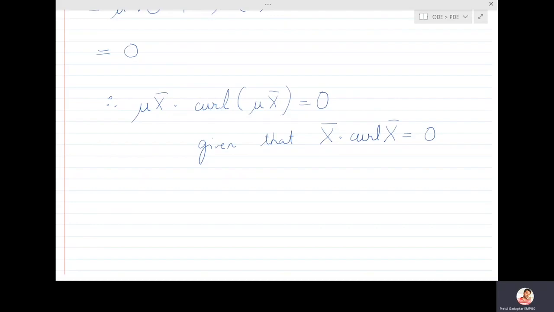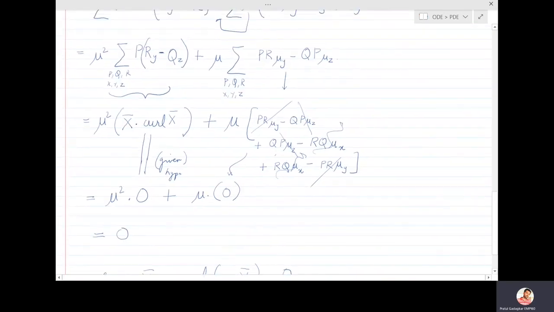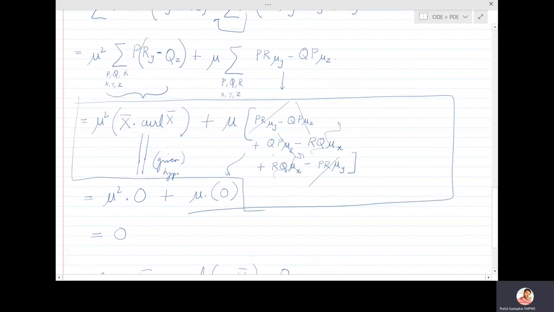Okay. Now, how do we prove the converse of this particular theorem? What is the converse? Now observe this particular step. This particular step will help you give the answer. Now this calculation that I have written here, what is this calculation equal to? This calculation is nothing but mu x bar dot curl of mu x bar, right? This itself is the calculation.